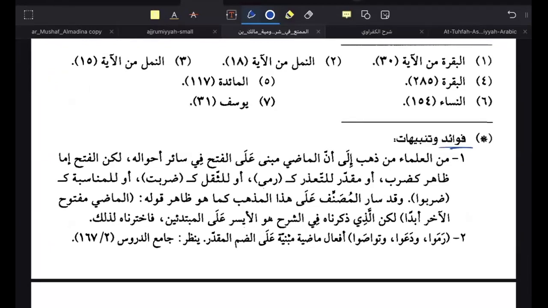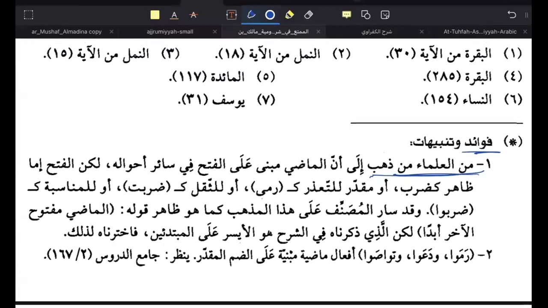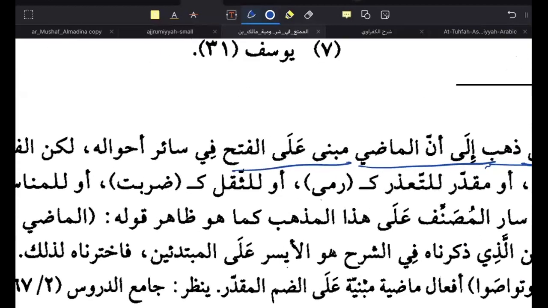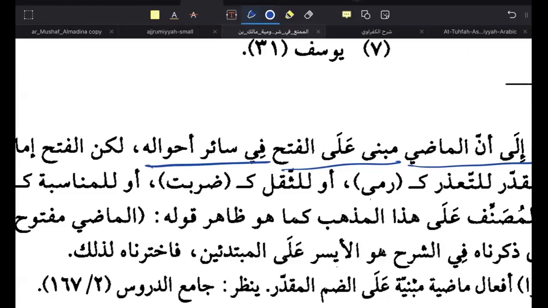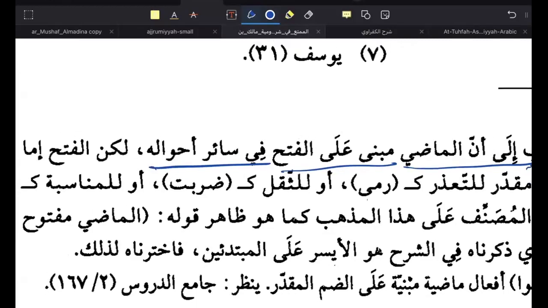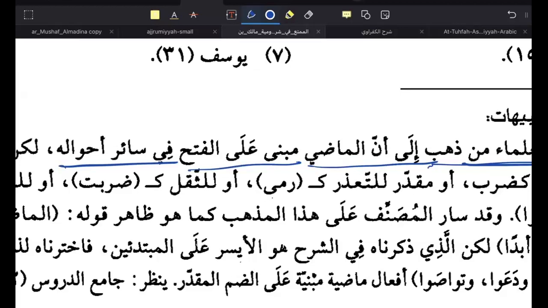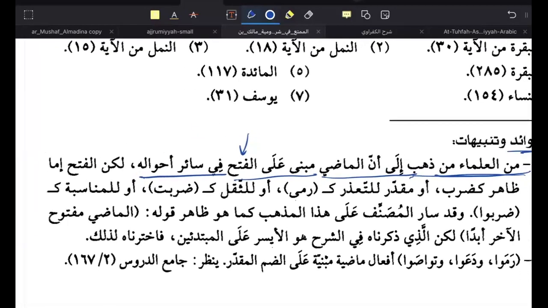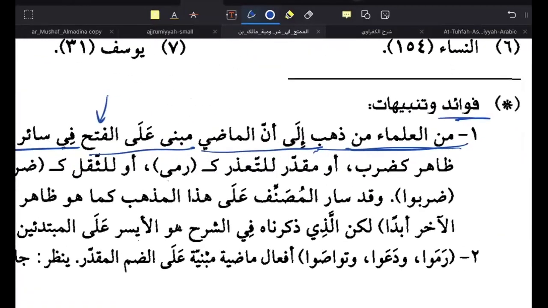He says فوائد, some beneficial points. من العلماء من ذهب إلى أن الماضي مبني على فتح. From the scholars, he means the grammarians, who considered that the past tense is مبني على فتحة في سائر الأحوال, meaning in all the cases. So he's trying to say there are some scholars who consider that the past tense is mabni on fatha for all the situations. ولكن الفتحة إما ظاهرة أو ضرب.